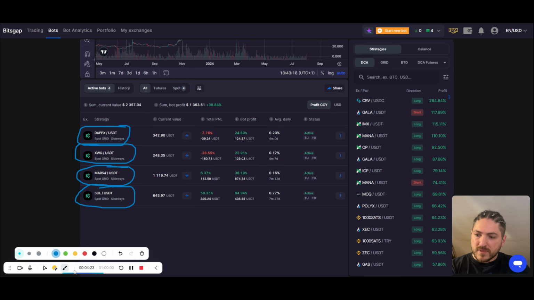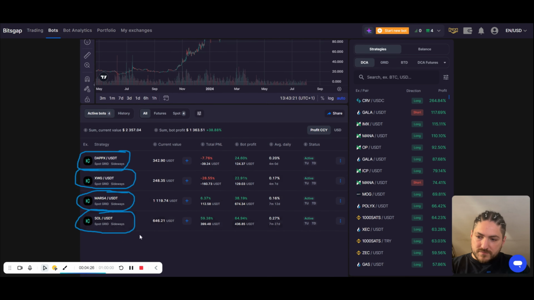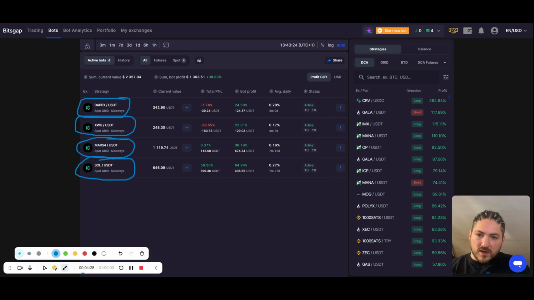Now, as we can see, if we look at DApex, that's doing 0.20 average daily. It's done 24% in bot profit in 4 months, and it's currently minus 7.75 P&L. So that doesn't worry me, because as long as the bot profit is performing, that will overtake and the P&L will come into profit. So it's something that I'm monitoring. I'm quite happy with the performance of the Apex. It's done 124 in 4 months.